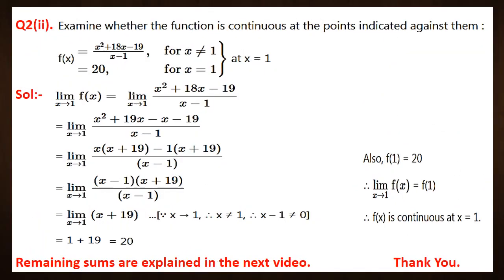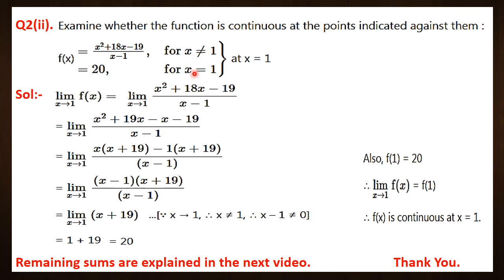Question number 2, second one. Examine whether the function is continuous at the points indicated against them. Here the function is f of x is equal to (x square plus 18x minus 19) upon (x minus 1) for x not equal to 1, and f of x is equal to 20 for x is equal to 1. Here the function is same as the previous question. And note that here the intervals are not given.